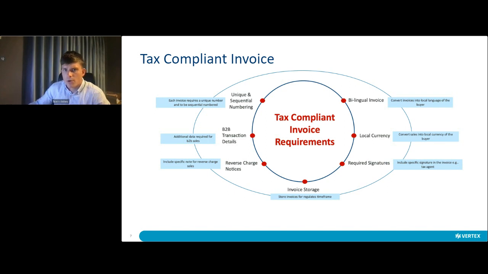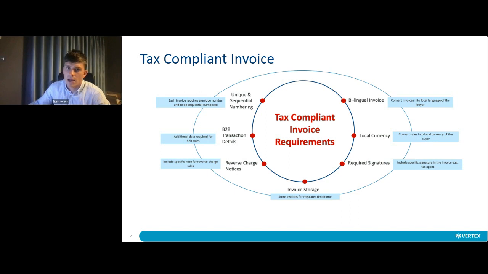The first two here, if I go down around the right, really deal around the localization. So the first one is the bilingual invoice, and that is the requirement to convert your invoices into the local language of the buyer. To help explain that, if I take Saudi Arabia as an example, as a seller there, I need to be able to produce my invoices in both English and Arabic. Again, following on with the localization, and quite a comprehensive challenge for invoicing here is around the local currency and FX management.